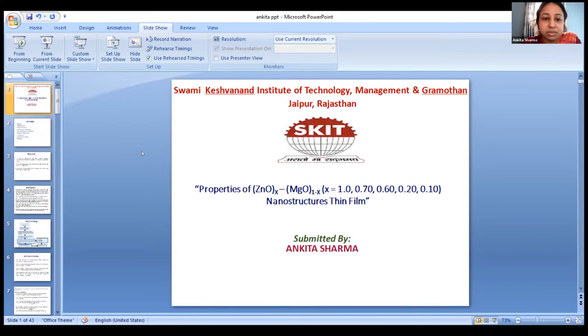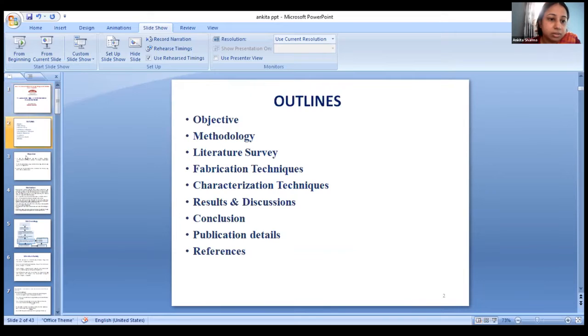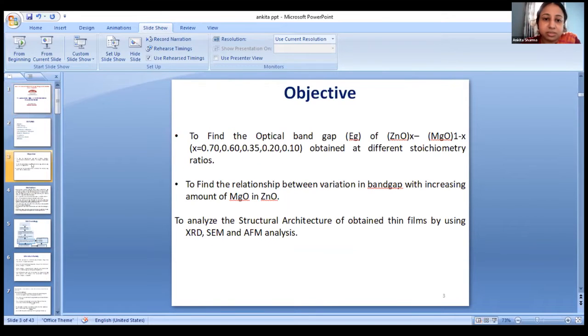Hi everyone, I am presenting my presentation on properties of zinc oxide and magnesium oxide nanostructure thin films. I have done my study under the guidance of my guide, Dr. Swati Arora ma'am. These are the outlines of my presentation. The objective of my presentation is basically to find out the relationship between the optical band gaps and different compositions of zinc oxide and magnesium oxide thin films. Also, we will analyze their structural architecture using different analyzing methods like XRD, SEM, and AFM analysis.